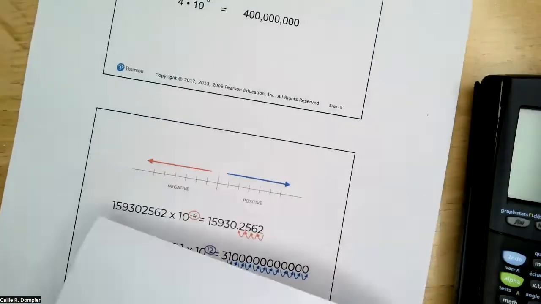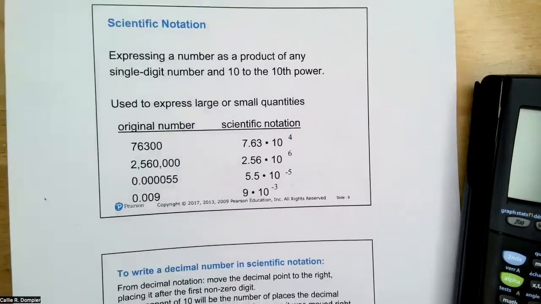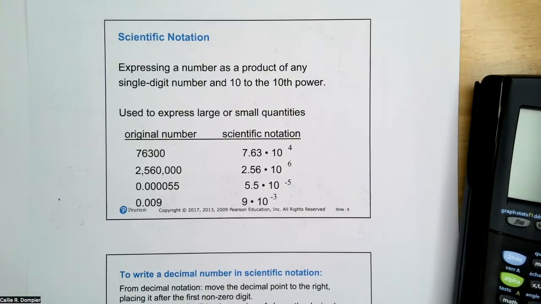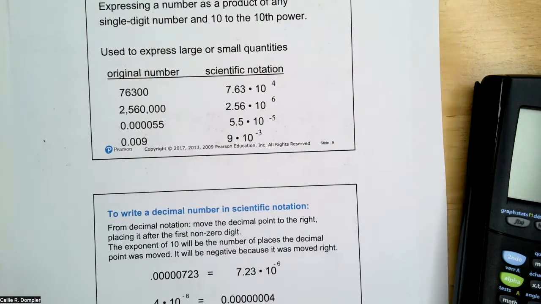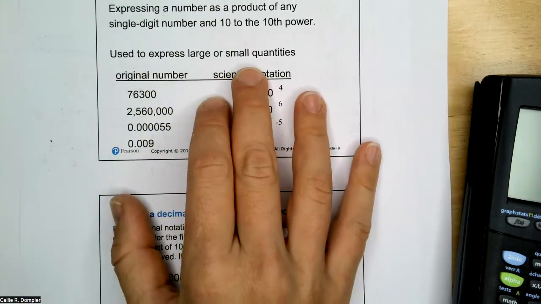Those are the exponents. And then let's go on to practicing a little bit of scientific notation. Okay, just an introduction to scientific notation. It doesn't come up a lot in math, or in algebra, but it comes up a lot in chemistry. So if you have a chemistry class that you have not taken yet, this will come up. It is a way to express a number as a product of any single digit number and 10 to a power. We use it to express large or small quantities.